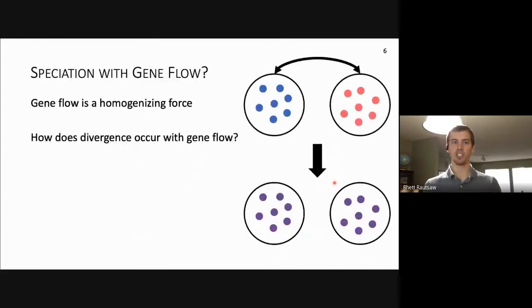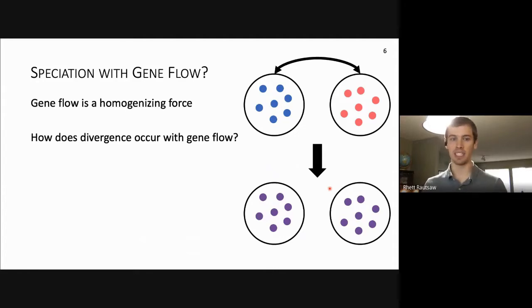But speciation with gene flow is still a pretty difficult concept to grasp because we know that gene flow is a homogenizing force. If these two populations are sharing genes with one another, eventually both the red population and the blue population are going to end up being the same purple population. So how can divergence and speciation occur when there's gene flow occurring?